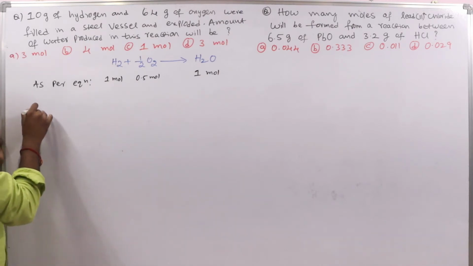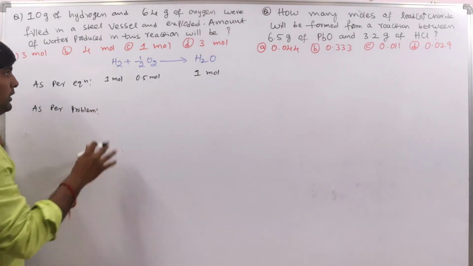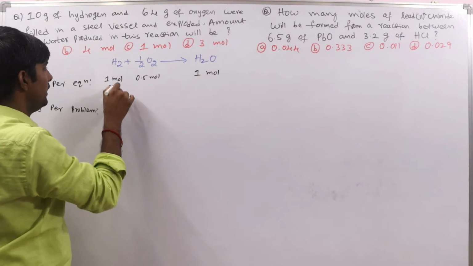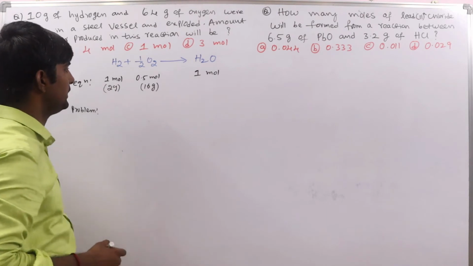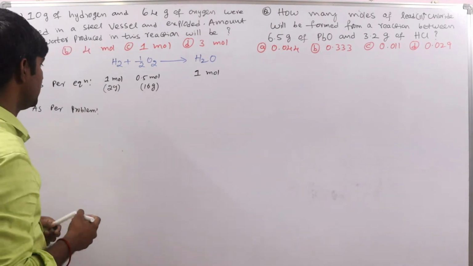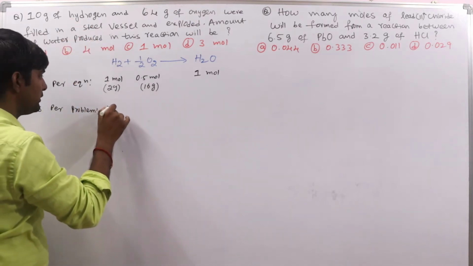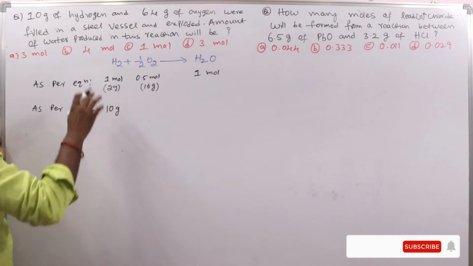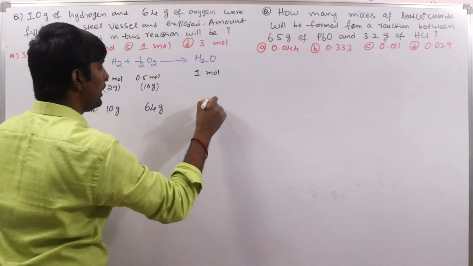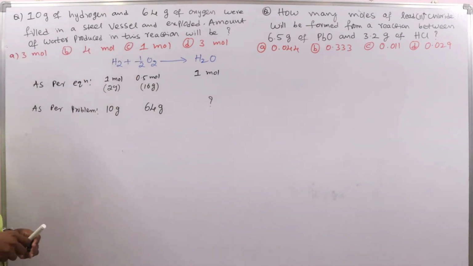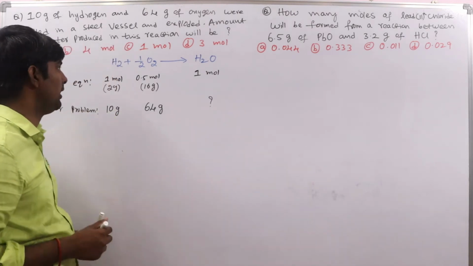Now as per the given problem, 1 mole of hydrogen is nothing but 2 grams. Half mole of oxygen is nothing but 16 grams of oxygen. As per the problem, 10 grams of hydrogen is reacted with 64 gram of oxygen. So we have to identify how many moles of water is formed here. Again, the limiting reagent concept is involved here.